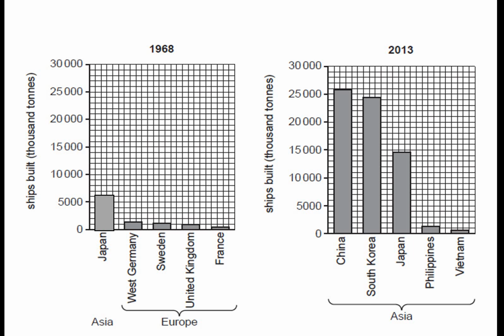So just spend a few moments having a look at that. Why would this change in shipbuilding take place? So in the late 1960s, we had Japan, or West Germany, of course, Sweden, the UK, this in the north of England, France. These were the countries that were building ships. And by 2013, it's dramatically changed.